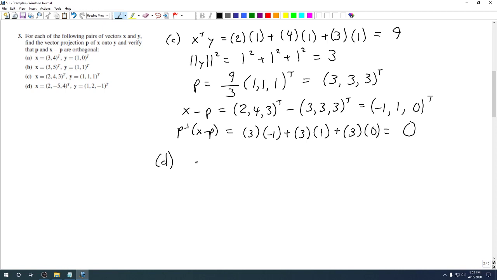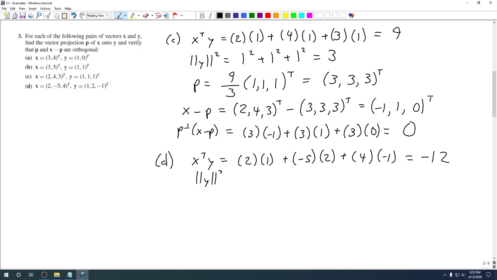Then finally, D. Exact same kind of concept. X transpose y. This time it's 2 times 1 plus negative 5 times 2 plus 4 times negative 1. If we add all those together, it's a little bit more involved this time, but we get a negative 12.